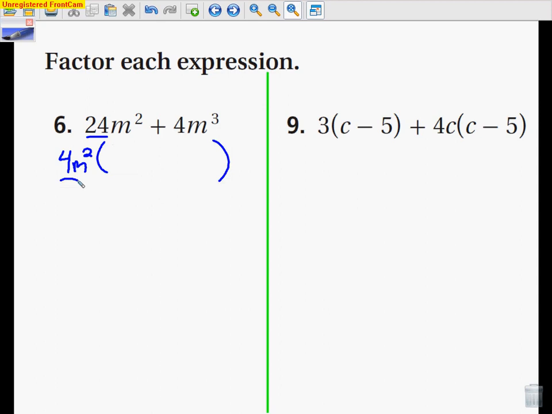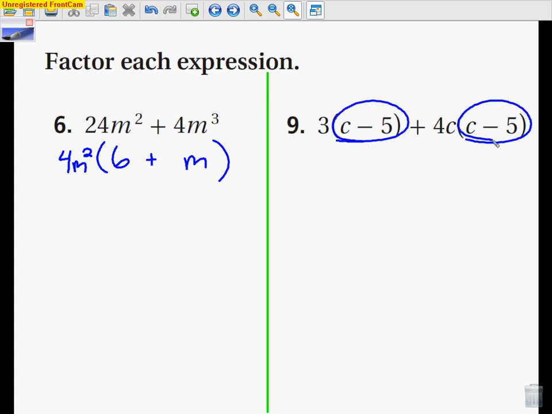So we take that, and then we divide it out of each of them. 24 divided by 4, that's 6. You had 2 m's. You took both of them out, so there's no m's attached to the first place. 4 divided by 4 is 1. But we don't need that 1 there. And you had m cubed. You had 3 m's. You took 2 of them out. So we're left with 1 m there. And that's factored.